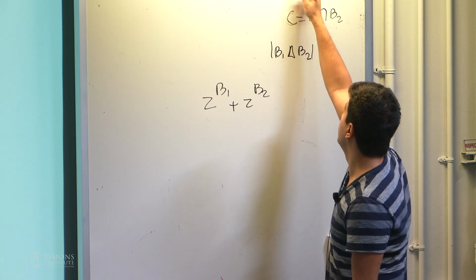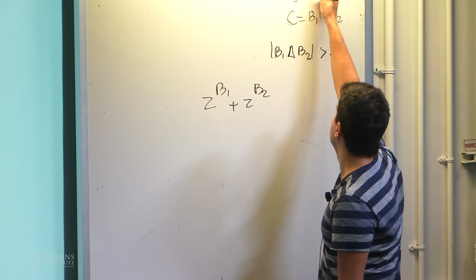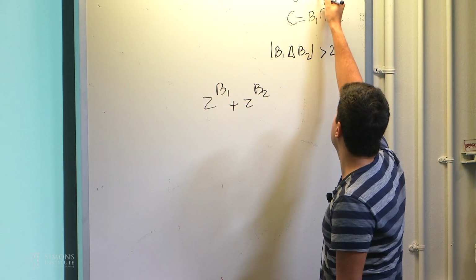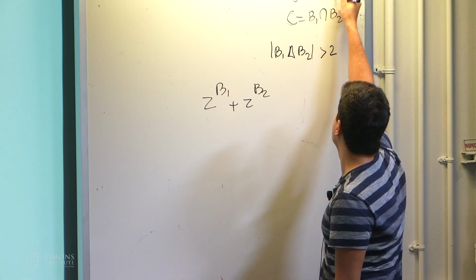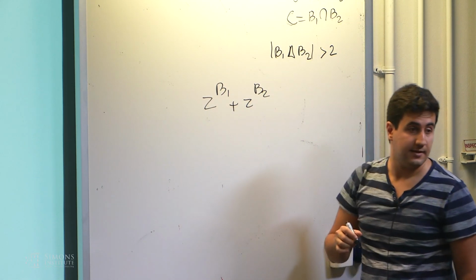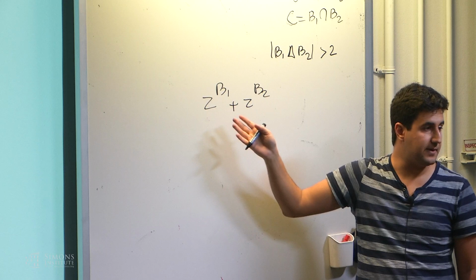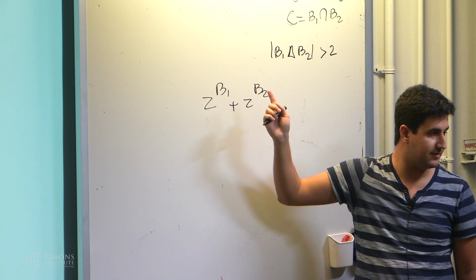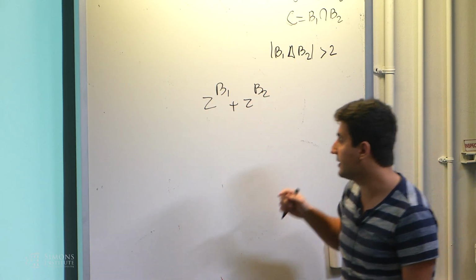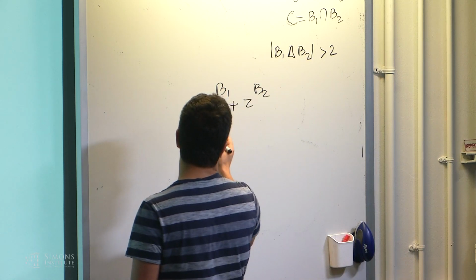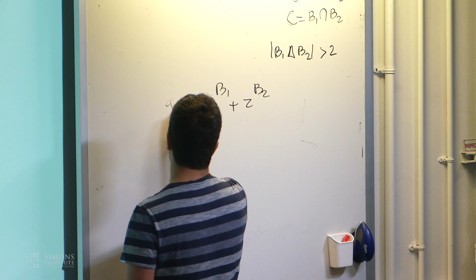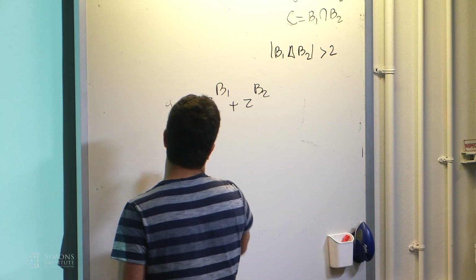Or if you want the indicator of C to be the element-wise minimum of B1 and B2. Right? Now, if you differentiate with respect to elements in C, what you're going to get at the end, so start from this polynomial. This is G of mu restricted to the face F.